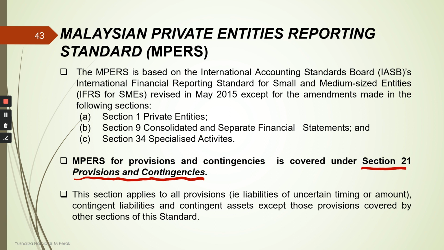that applies to all provisions relating to liabilities that have uncertain timing or amount. This is for small and medium enterprises, or in Malaysia, these are more for the private entities, right? Companies that are private limited companies.